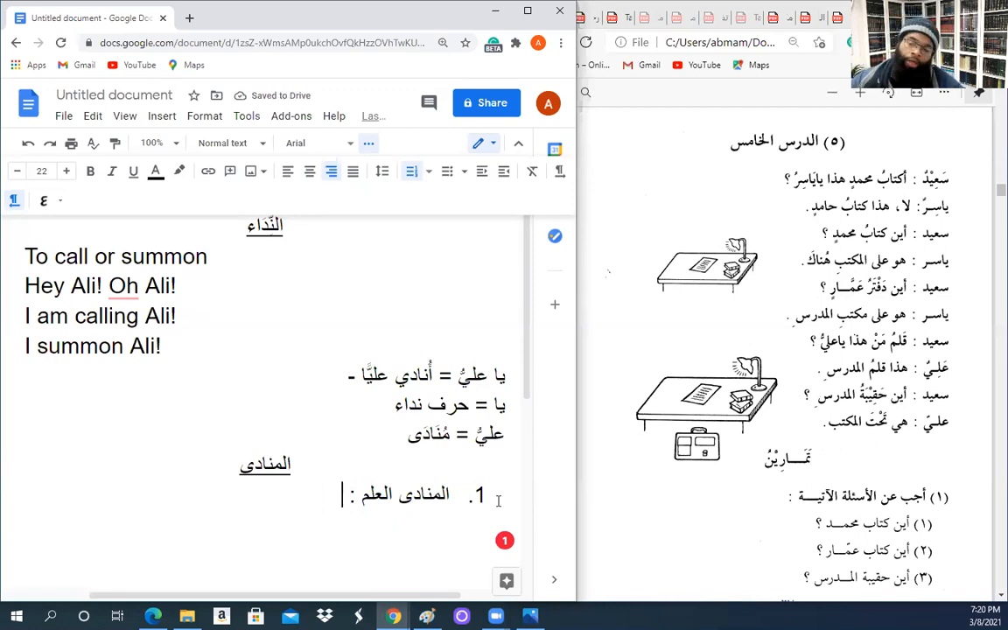Alam would be proper noun, like Ali, Khalid, Muhammad, say Musa, and so on. So, المنادى العلم, you can even say المنادى العلم is going to be مبني على ما يرفع به.